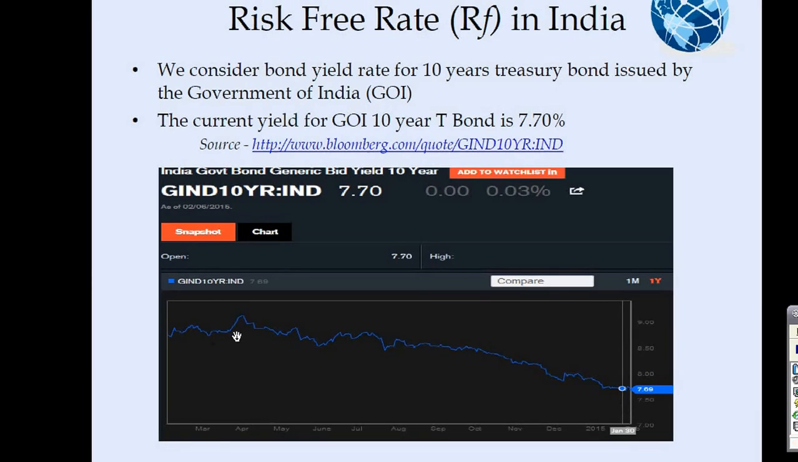So if you had invested in the Indian 10-year T-bond in April, that is, before the election, you would have lost 15% of your capital. So investing in bonds in the last 10 months at least is not a profitable one, it's a loss-making one. But again, here our objective is to get the risk-free rate of return, which is the current yield of the Government of India's 10-year treasury bond: 7.7%. So that is our risk-free interest rate.